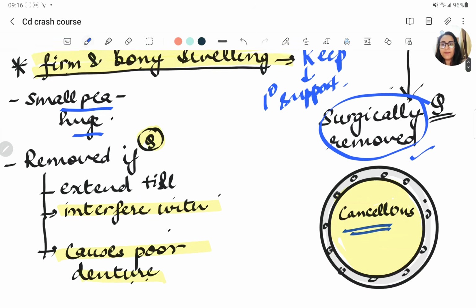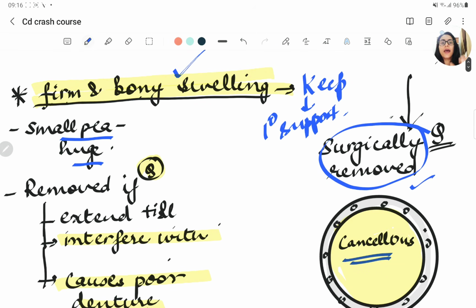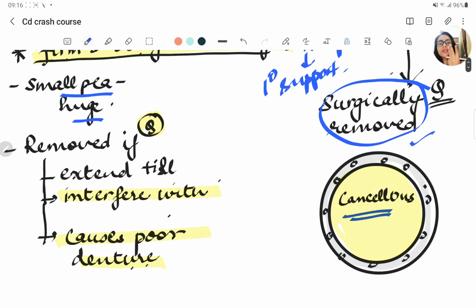In the maxilla, if it is firm and bony, that means if it is a tight swelling, then we use it as the primary support for the denture. When we remove it in the maxilla, there are three scenarios.